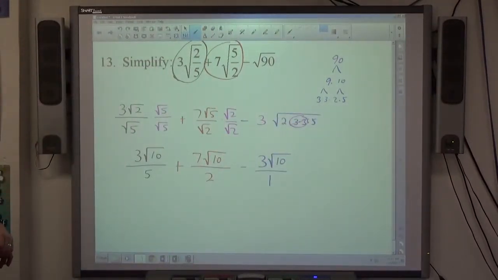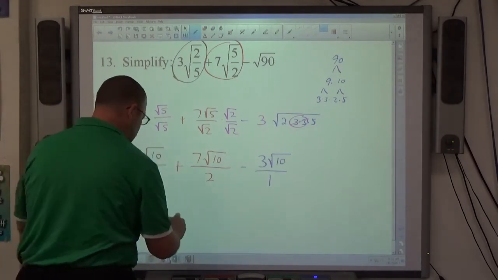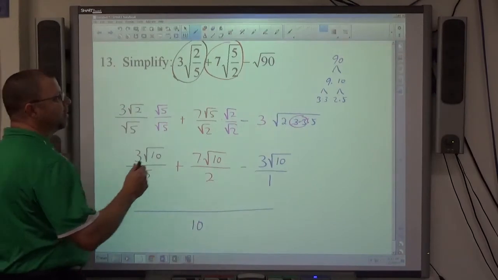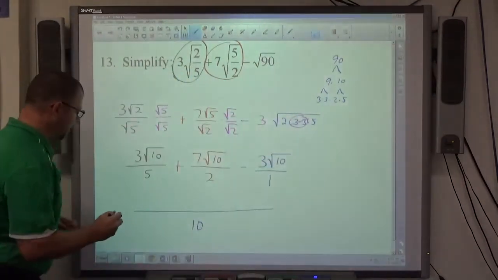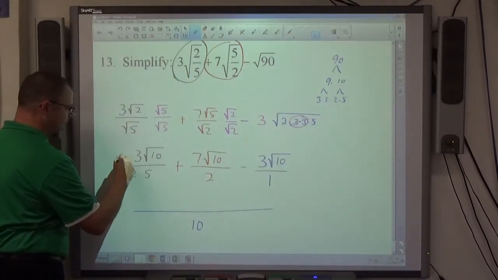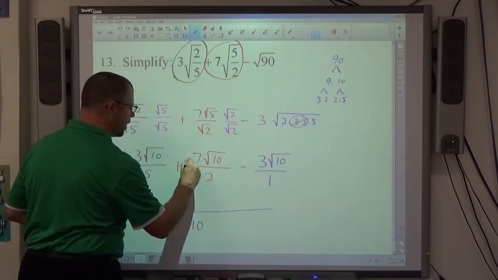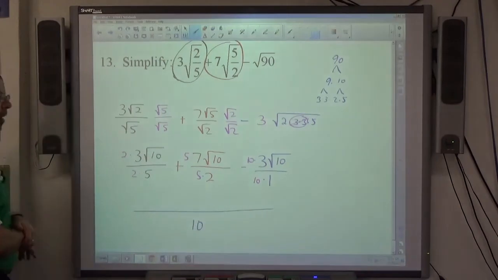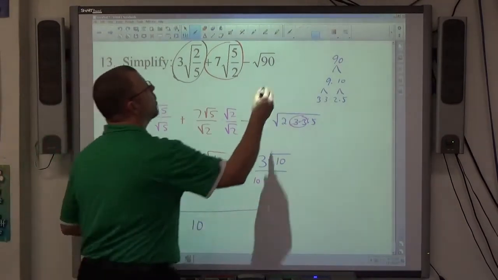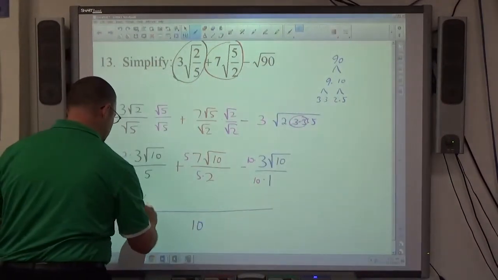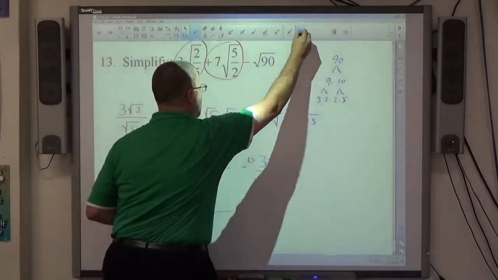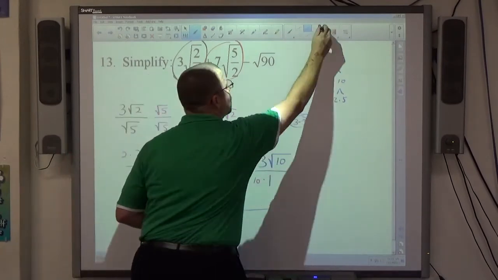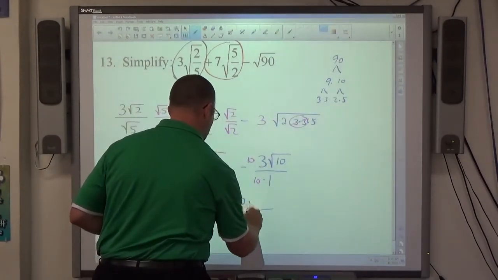And what we're looking at here, square roots of 10 over 5, 2, and 1, common denominator of 10. So each one of these fractions doesn't have a 10 denominator, so this needs a 2, so times 2. This needs a 5, so times 5. This needs a 10, so times 10. Each case, what do you need to multiply to make what you're looking for? So what we end up with for the first term is 6 square root of 10. For the second term, we're going to get plus 35 square root of 10. And for the last term, we're going to get minus 30 times the square root of 10.